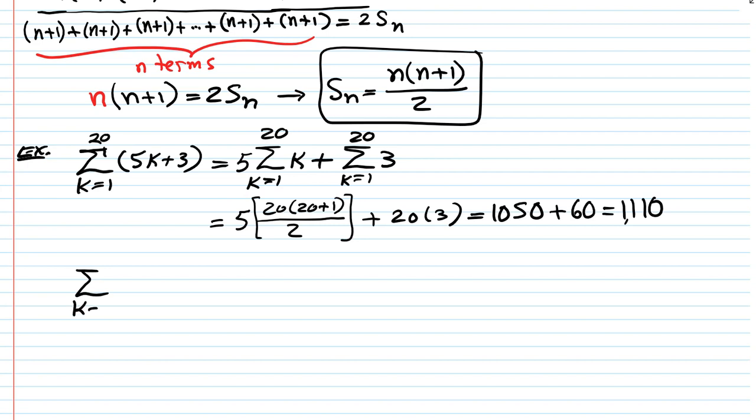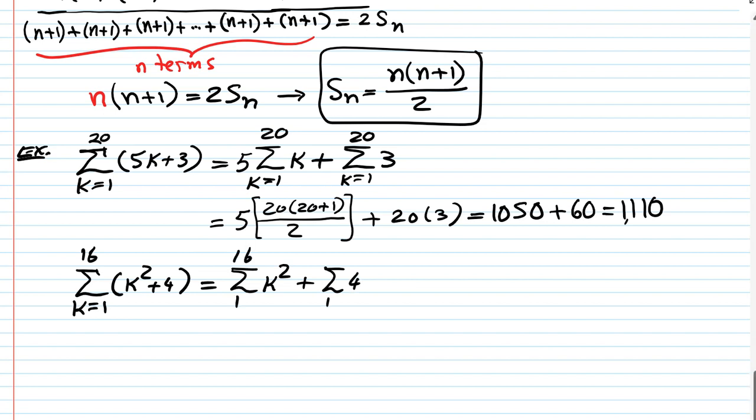Let's try another one. Let's say k goes from 1 to 16, and we're going to take the sum of k squared plus 4. Again, this time you don't have to write this and do the arithmetic, use a calculator. We're going to first break it into two sums: sigma of k squared and sigma of 4. Right? It goes from 1 to 16 like that.